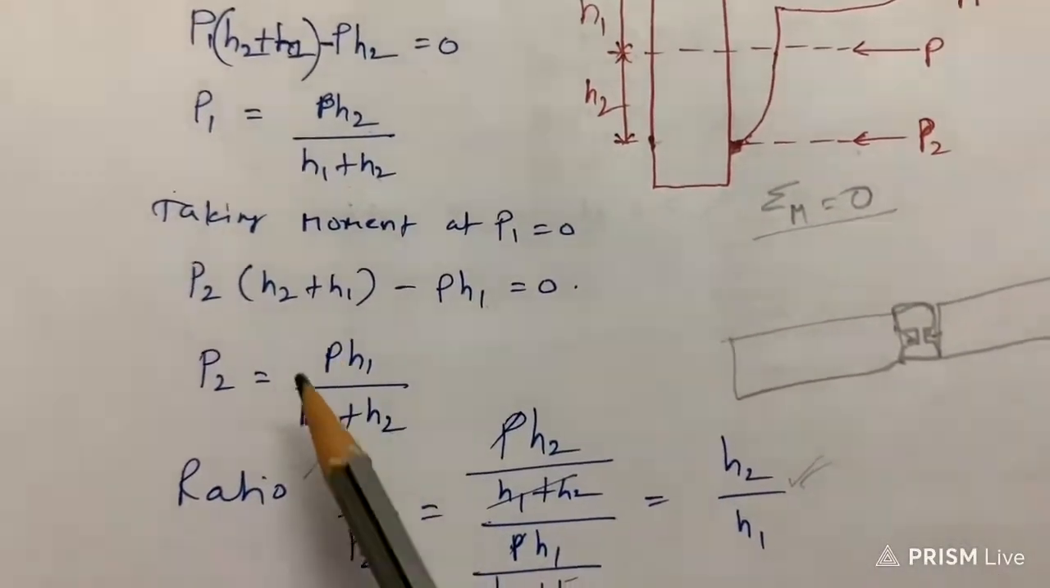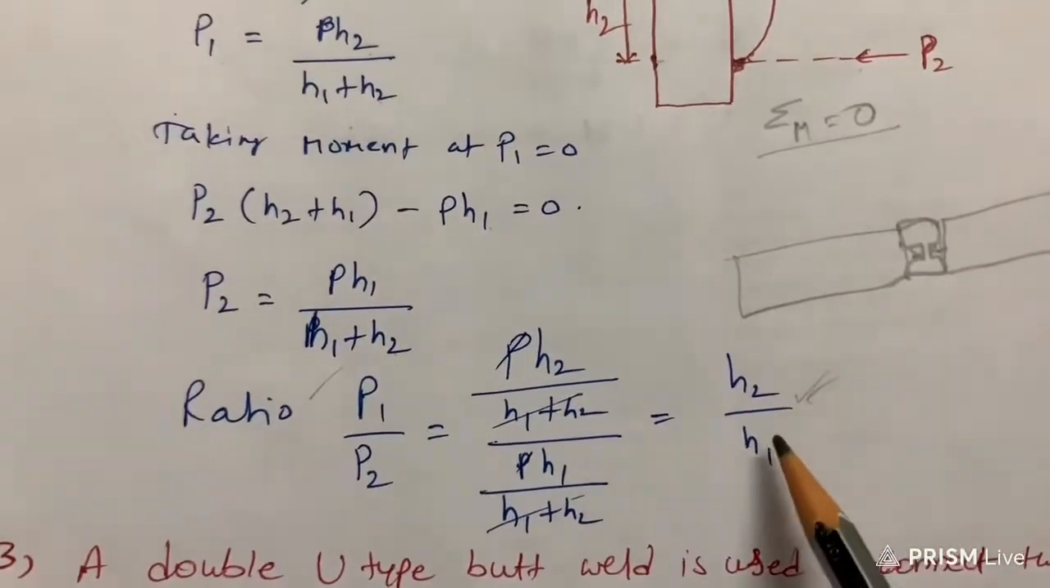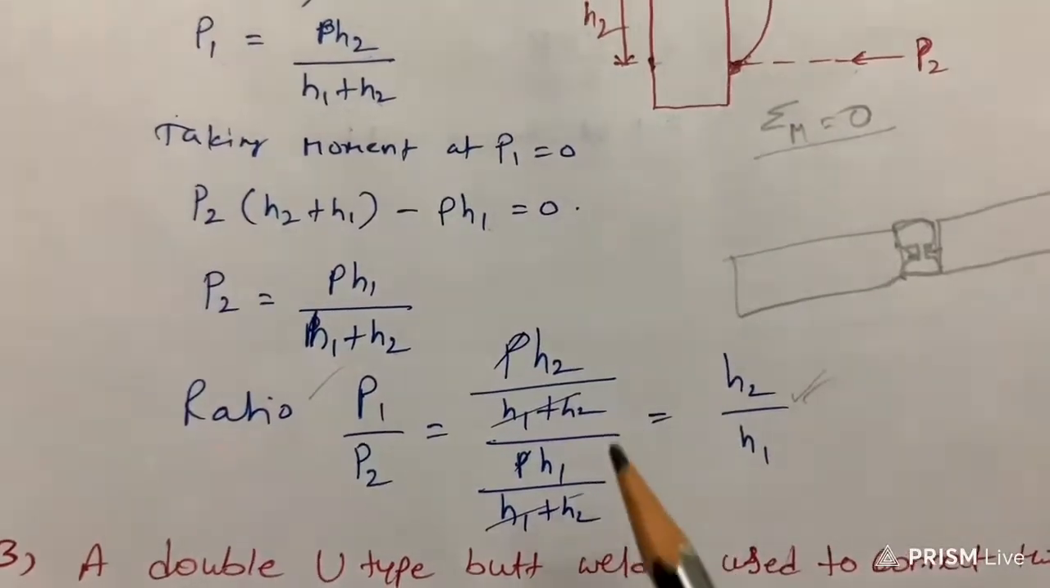So after finding P1 and P2, we are going to find the ratio. I got the ratio H2 by H1. Like that we are going to solve this problem.